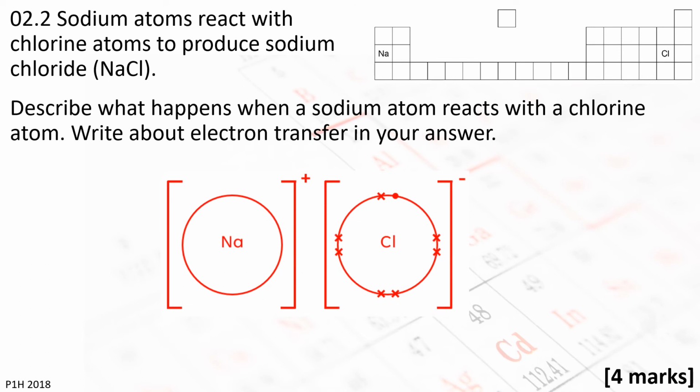Dot and cross diagrams can be used to show the outer electrons involved in chemical bonding. Inner electrons are not shown. The electron from sodium is represented as a dot. This is transferred to the chlorine atom. The sodium atom becomes a sodium 1+ ion. The chlorine atom becomes a chloride 1- ion.